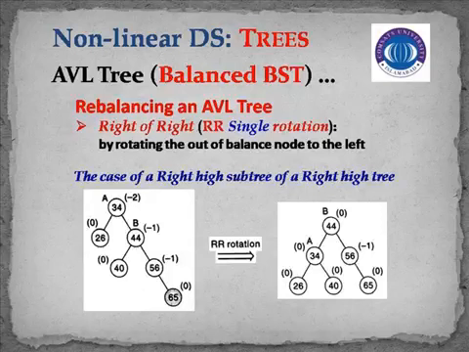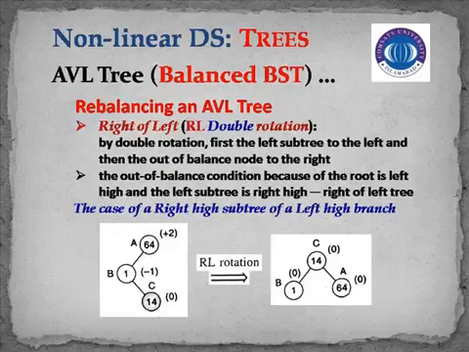Ladies and gentlemen, the right of right case points to the right high subtree of a right high tree, which can be balanced by the single rotation of the out of balance node to the left. This process is also sketched in the diagram.